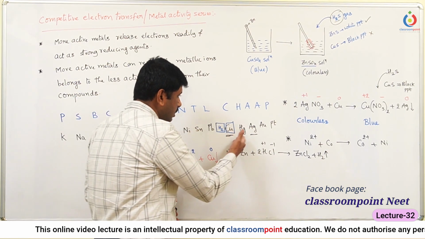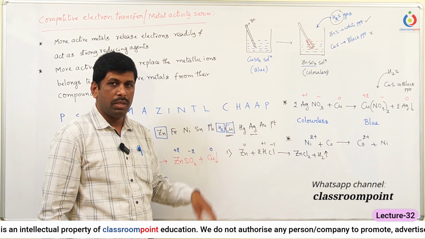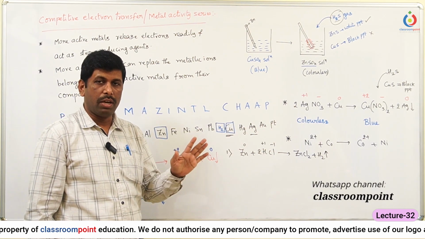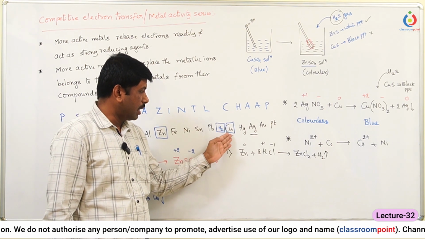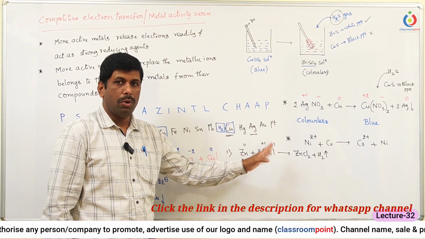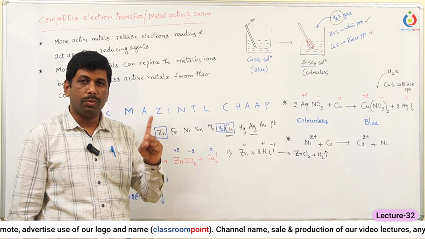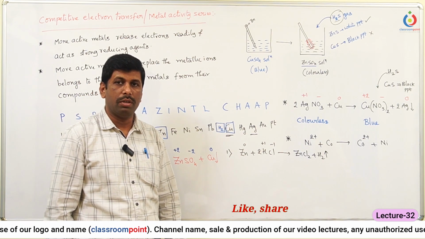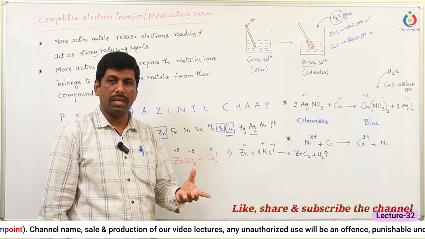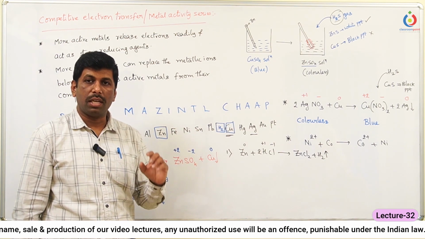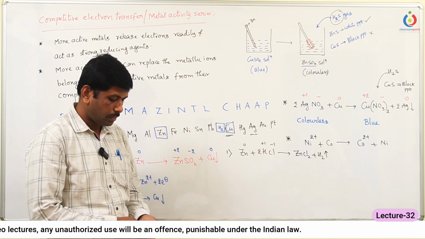Now, what about these metals? The metals which are placed after the hydrogen in this series cannot release hydrogen gas whenever they react with the acids. If you take copper with HCl, no hydrogen gas is released. But copper reacts with HNO3. It is not because of the H+ ion, it is because of the NO3- ion. The NO3- ion can oxidize the copper into Cu2+.